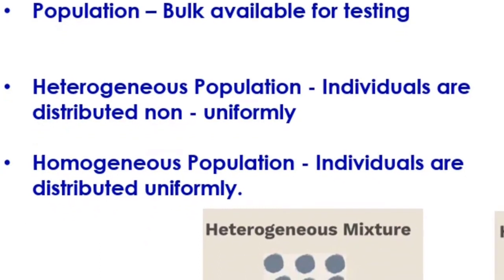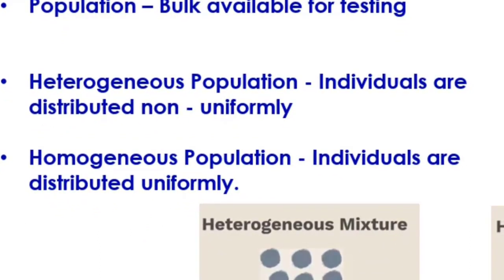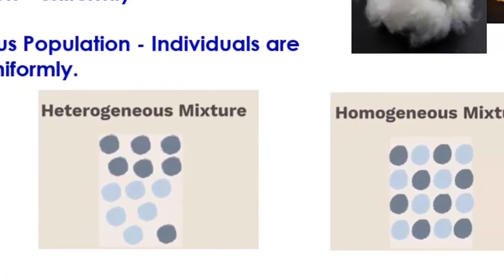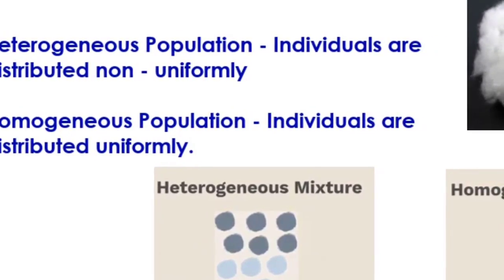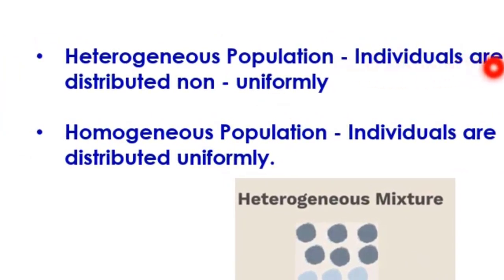There are two types of populations. One is called a heterogeneous population and the second is called a homogeneous population. As shown in this picture, the main difference between these two is the distribution of the individuals. In both populations, variations are there. But if you observe here, the two types of variations are concentrated in different zones. There is as such no mixing of these variations. Over here, variations are there, but they are distributed uniformly. So a homogeneous population is one where individuals are distributed uniformly, while a heterogeneous population is one where the individuals are distributed non-uniformly.